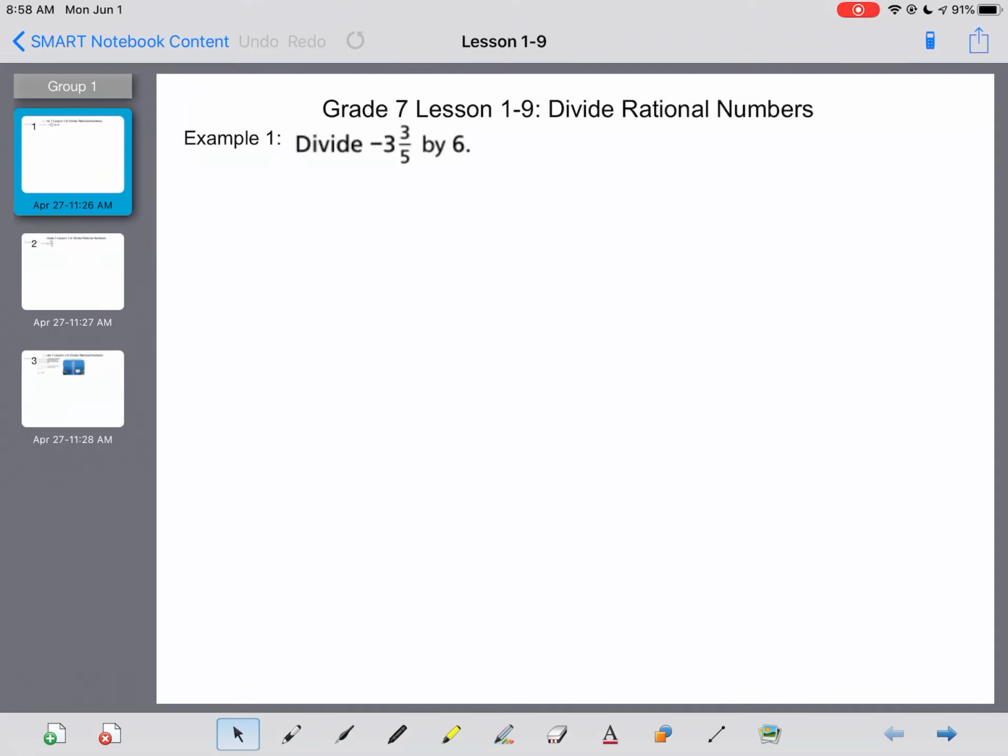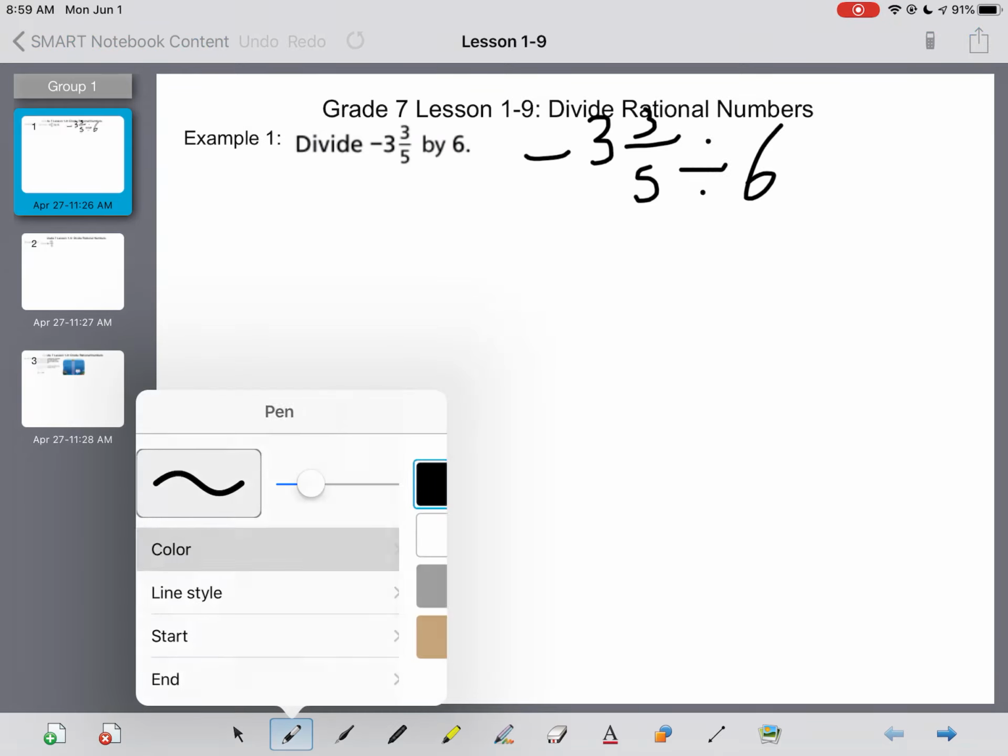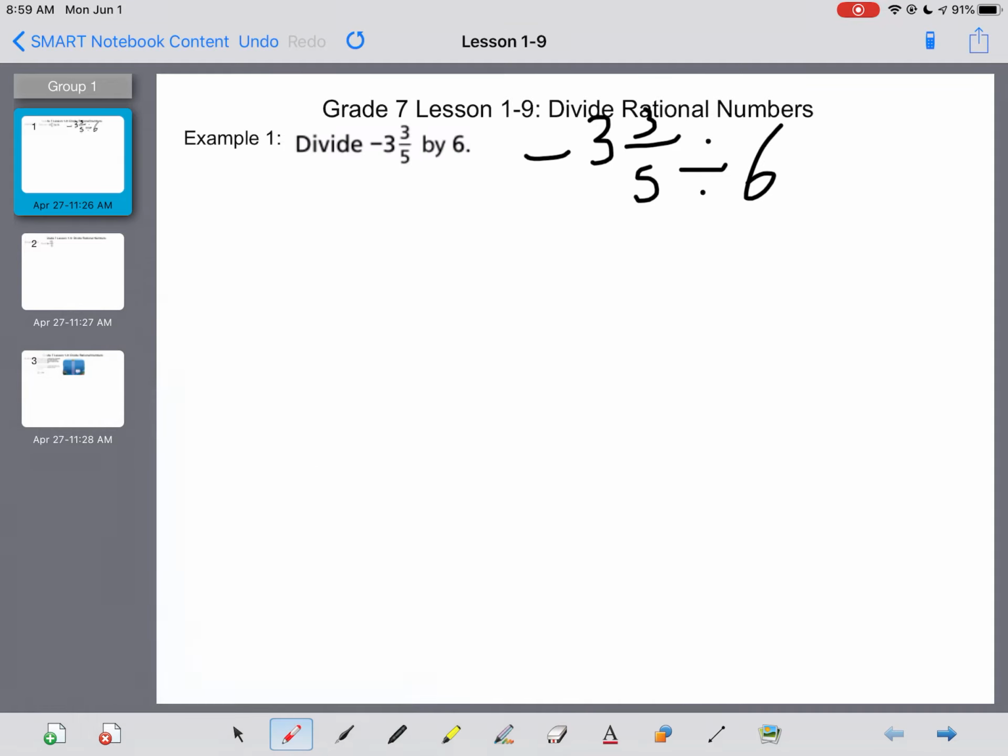All right, good morning. We're going to move on to grade 7, lesson 1-9, which is dividing rational numbers. So here we have a mixed number and a whole number, and we have to divide them. So let's start. I want to turn my mixed number, I'll write it up here, negative 3 and 3/5 divided by 6. I want to make that mixed number into an improper fraction to make things easier for me.